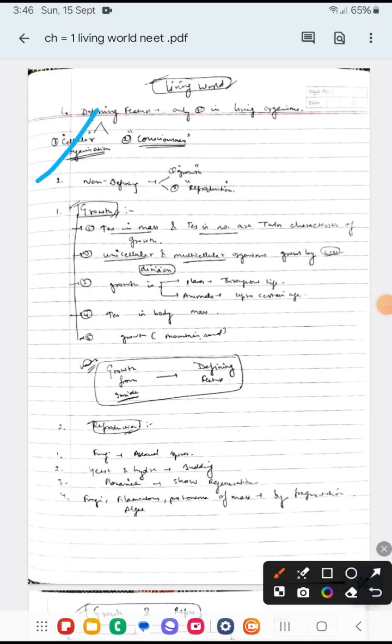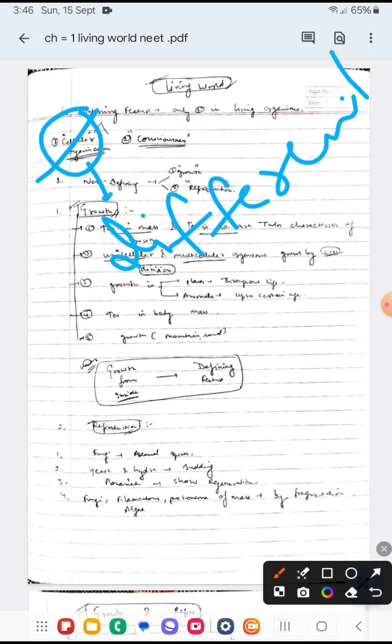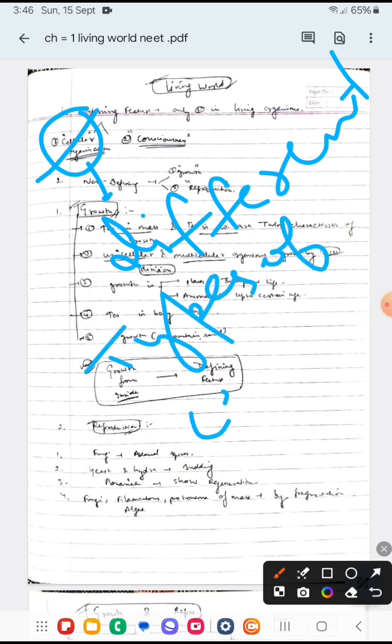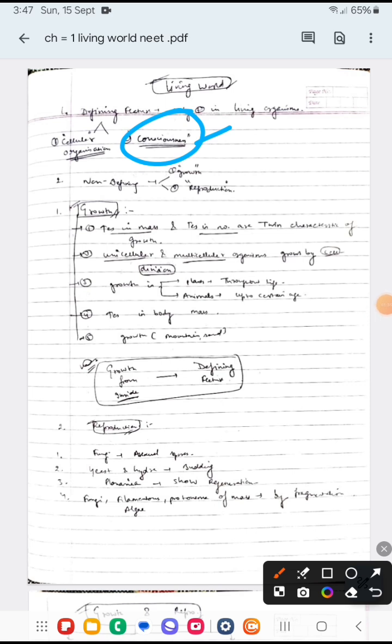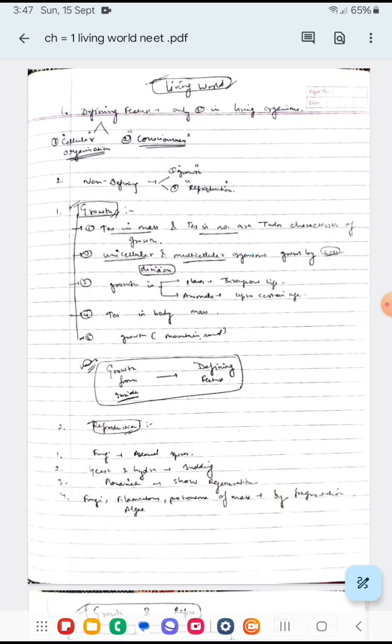The cellular organization mainly recognizes that cells are the basic structural unit of life, as we know. So our body is made up of different types of cells. It may be unicellular or multicellular organisms. Now next is consciousness. Consciousness generally means the ability to sense the environment, how we can sense our environment and how we can respond to it. That is consciousness.